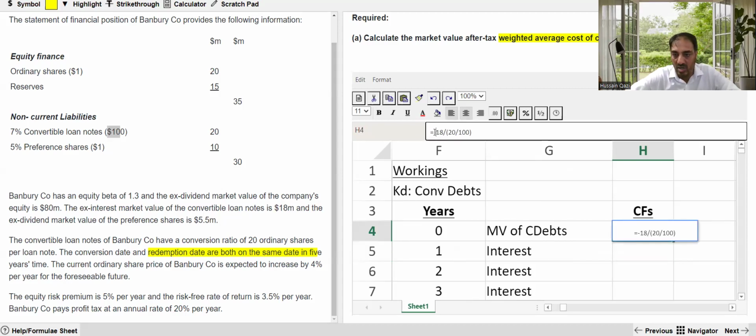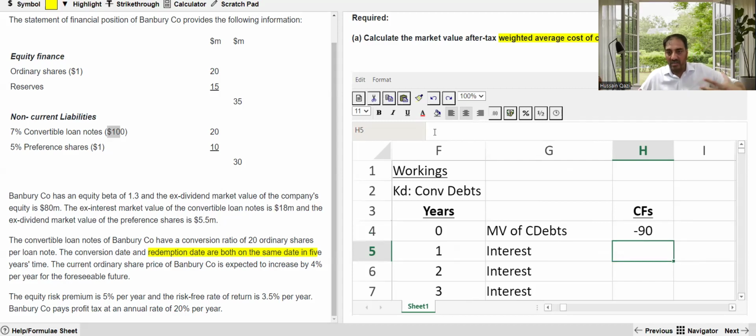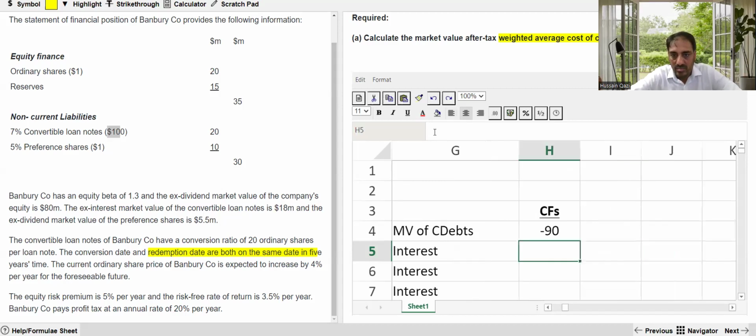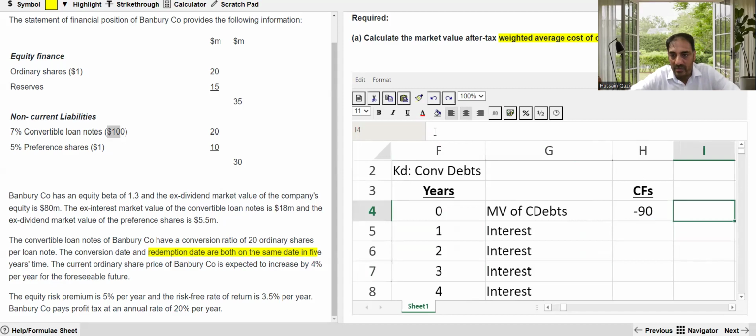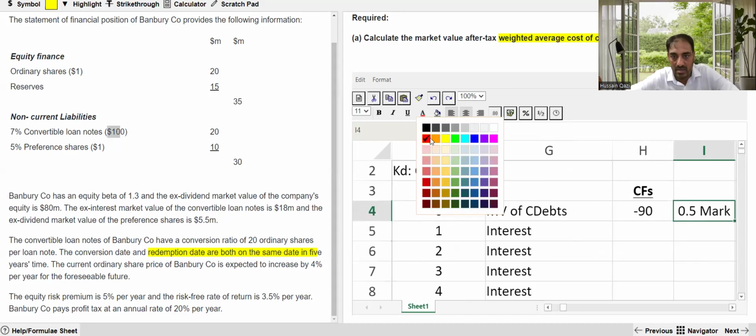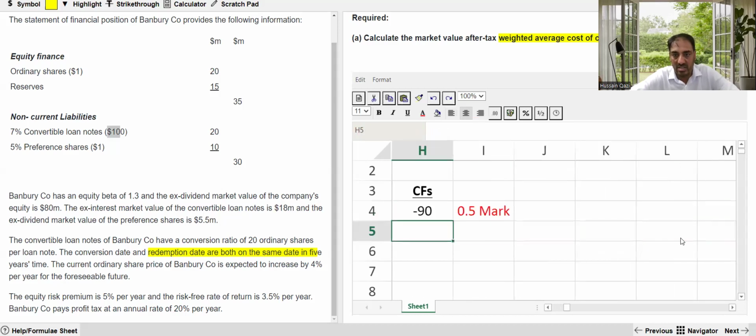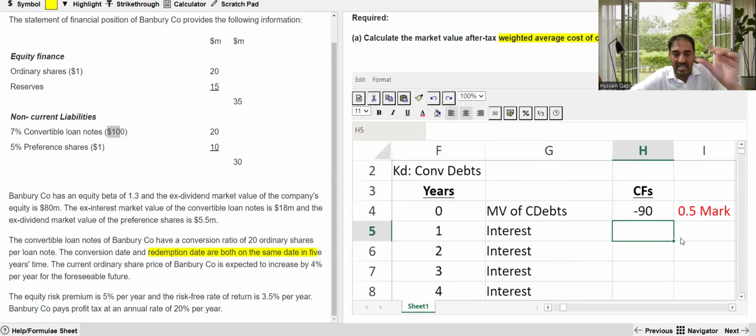Why minus? Because the investor will buy the convertible bonds, so something needs to be invested, no? Minus 90. And with this calculation, you will be able to get 0.5 marks out of 6. That's 0.5 marks. Okay, then calculate the interest.